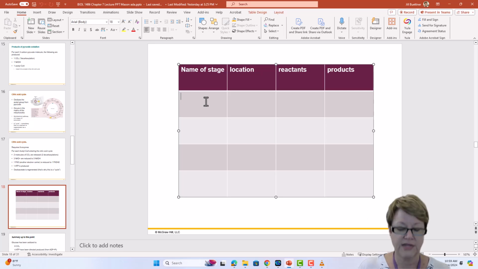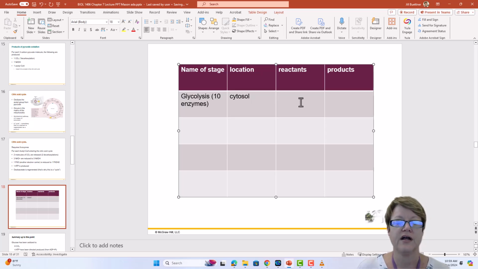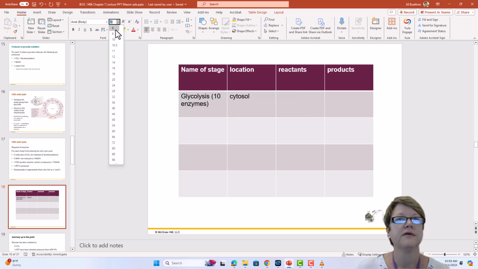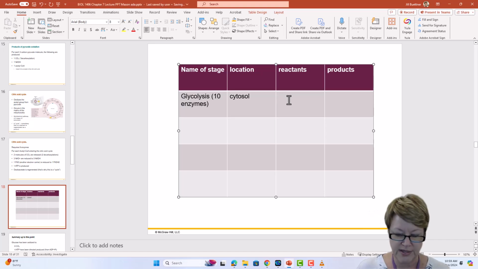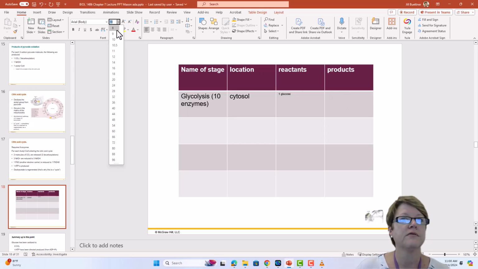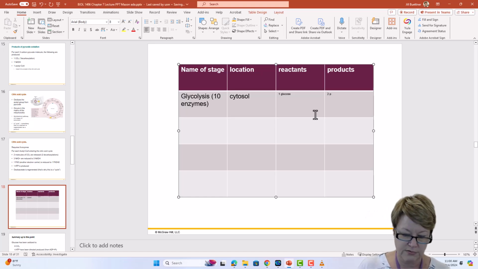All right. So the name of the stage, the first stage is glycolysis. This has 10 enzymes. So it's a 10-step process. The location is usually said cytoplasm or cytosol. At least cytosol is a little better. And then the reactants for glycolysis, I'm going to need to make a smaller font here. The reactants for glycolysis, we start with 1 glucose, and then we're going to end with 2 pyruvate.